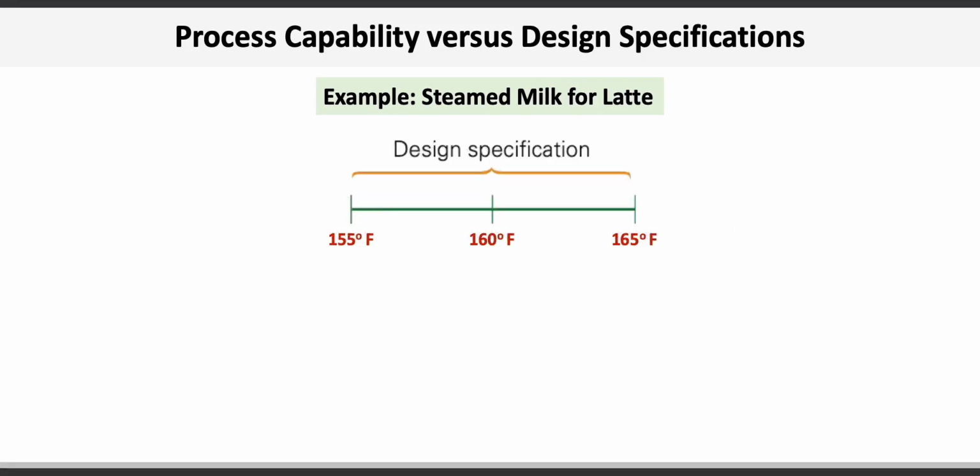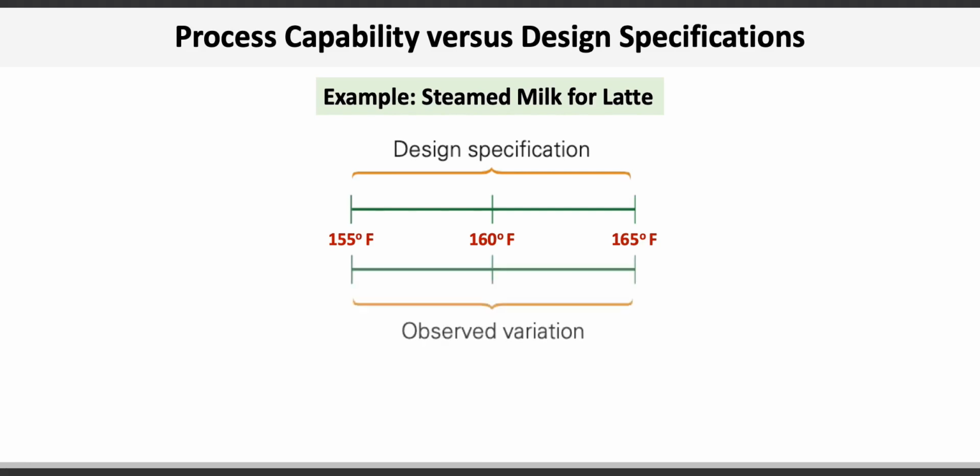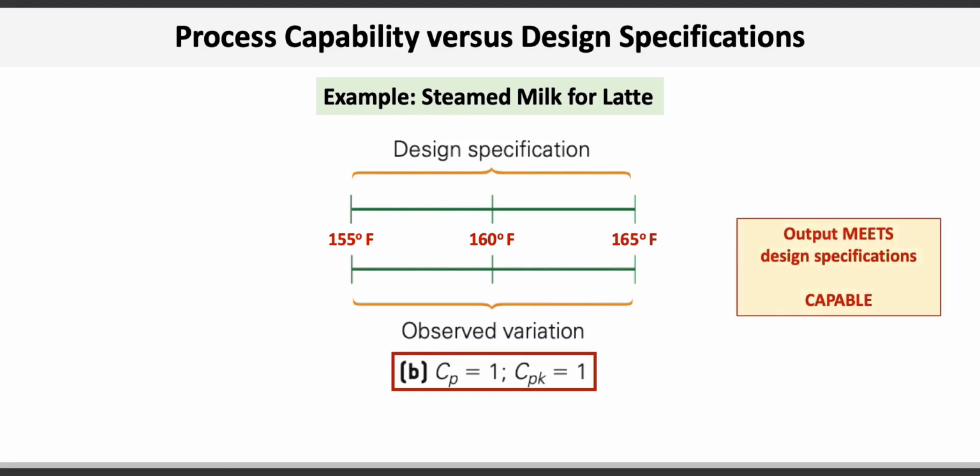Let's look at a slightly different situation. Again, say our design specification is to steam milk to between 155 and 165 degrees Fahrenheit with an average of 160. Now, based on the data, our process is doing just that. In this case, the Cp and Cpk would both equal 1 because the range of output and the average meet the design specifications exactly. We would say this is a capable process.